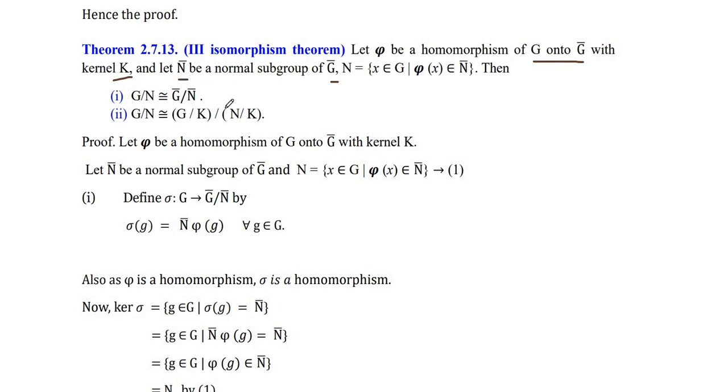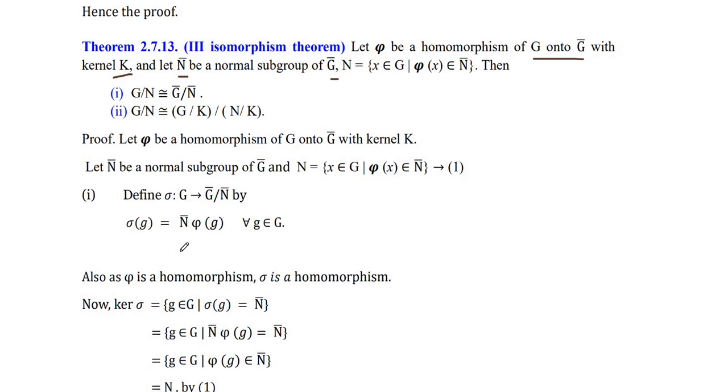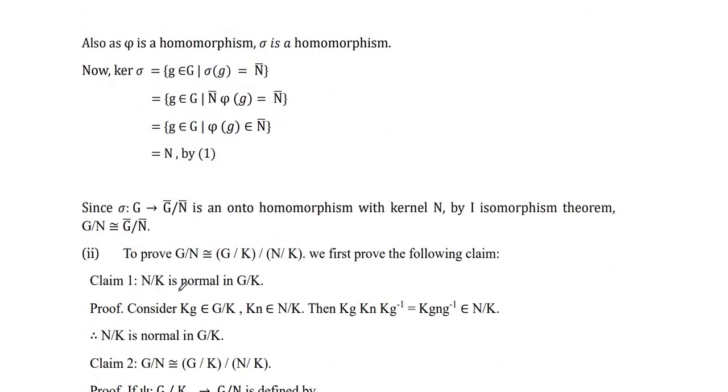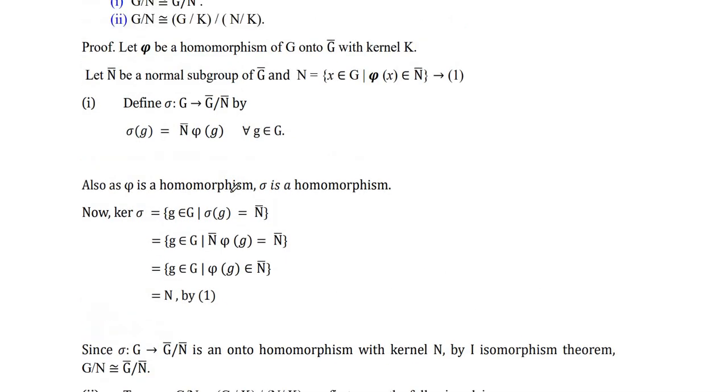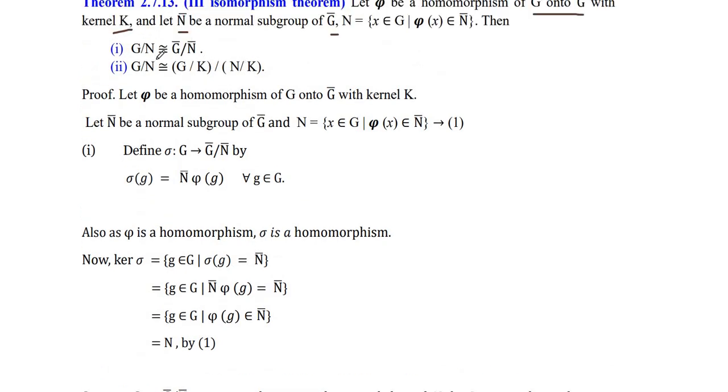So this is meaningful. And once we prove that N mod K is normal in G mod K, even G mod K mod N mod K will also exist as a quotient group. So this exists as a quotient group, and this also will exist as a quotient group. So can we give such a statement? Yes, we will establish it, but do we have the structures or not? That is what is discussed now.